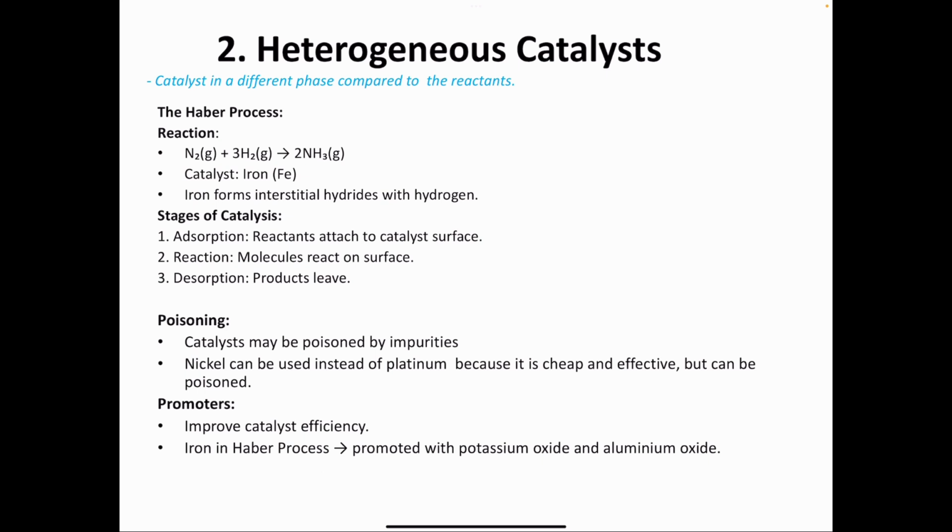Next, we move on to heterogeneous catalysts. Usually here the catalyst is going to be a solid. The example we have is the Haber process in making ammonia. Nitrogen gas reacts with hydrogen gas to give us ammonia gas, but here we use iron as a catalyst. This is iron metal. It's not Fe2+ or Fe3+, it's just Fe, the metal itself.